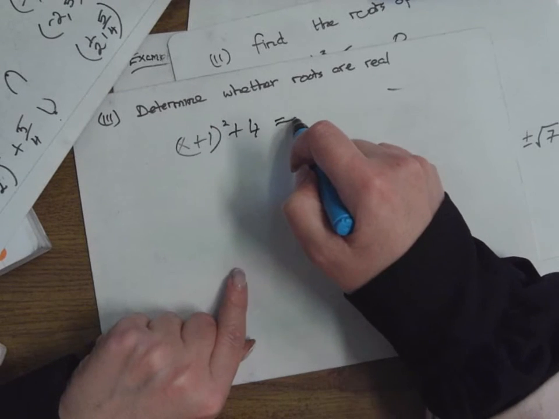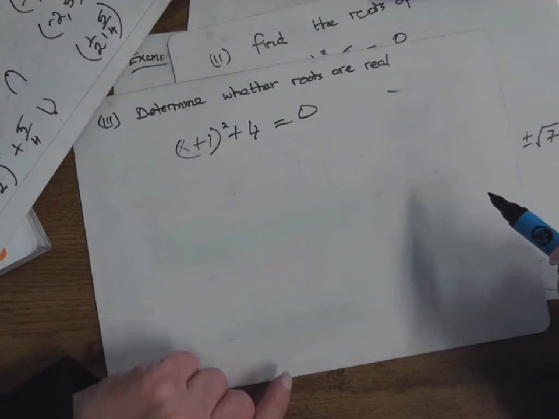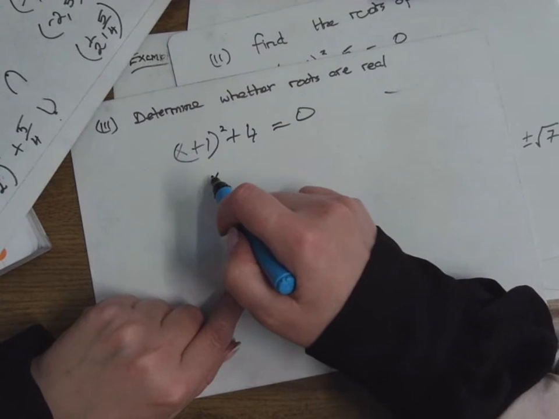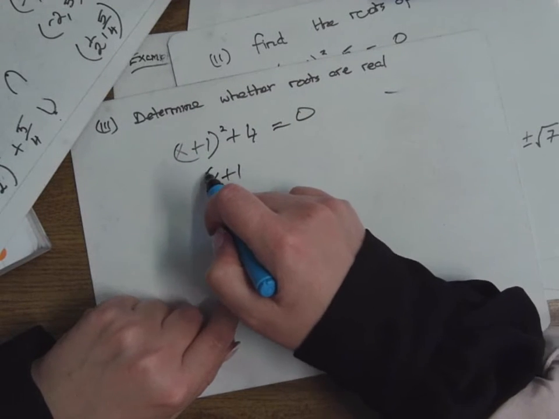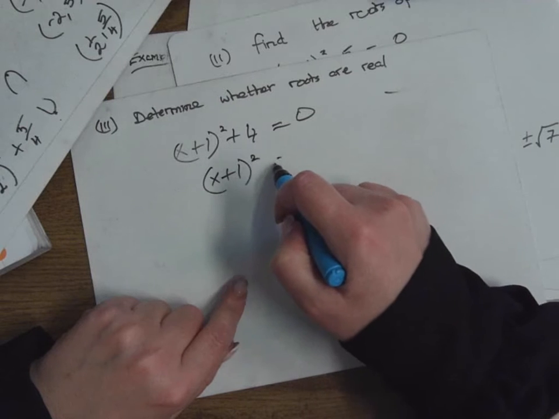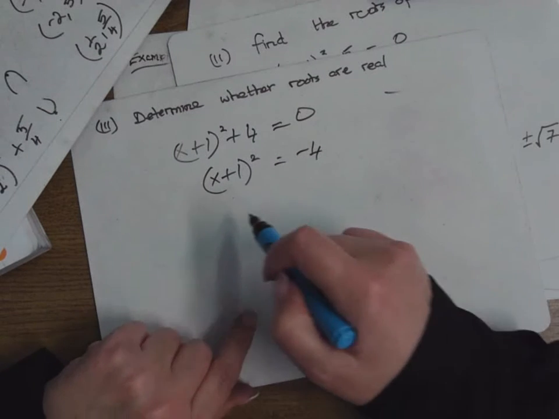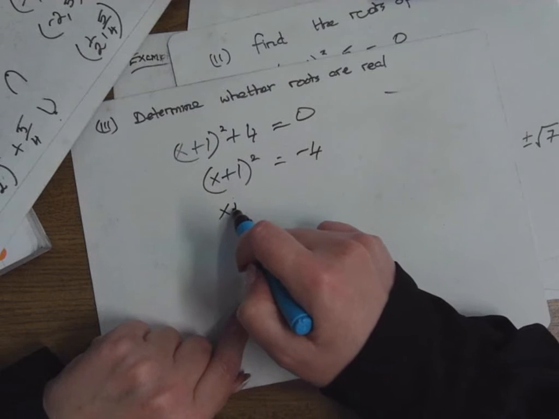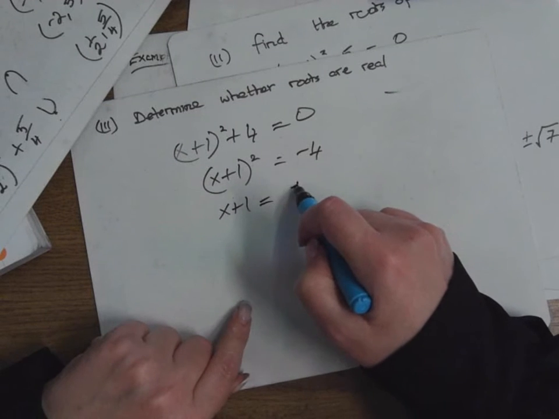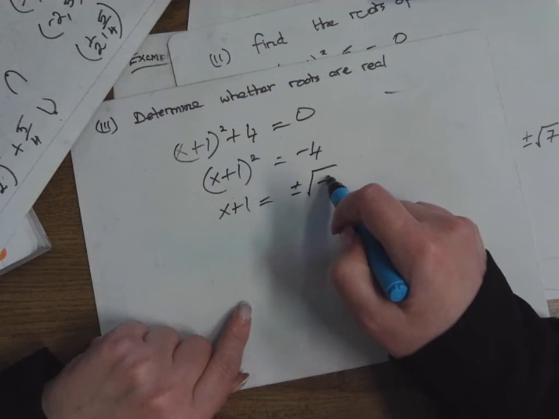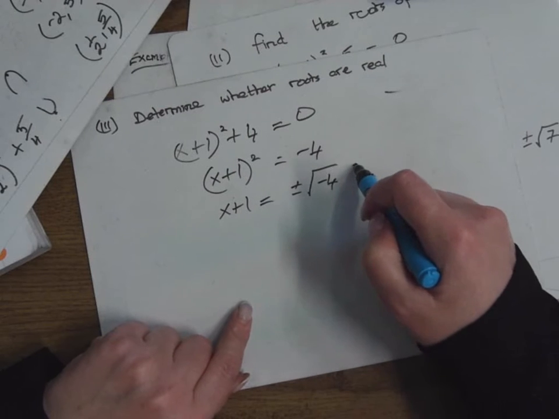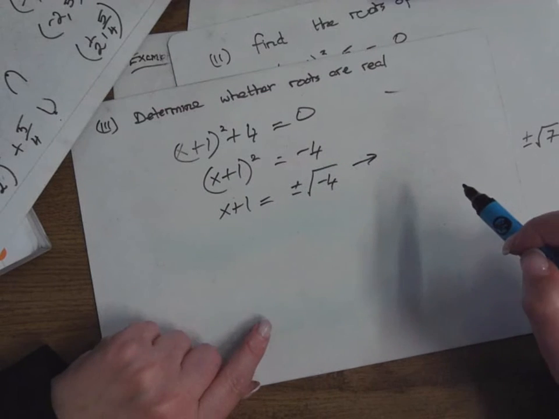And I want to know where does that equal 0, right? Okay, so I end up with (x + 1)² = -4. And I get the square root of each side, agreed? So x + 1 is equal to plus or minus the square root of -4. But what's the story with the square root of a negative number?